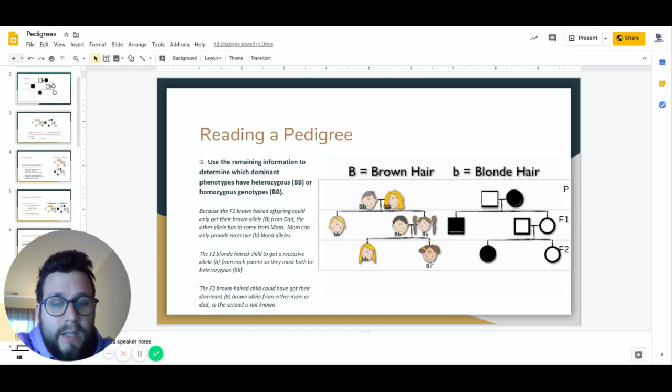So unless she has kids and she ends up having a kid with blonde hair, we can't say for sure if she has two capital V's or a capital and a lowercase.